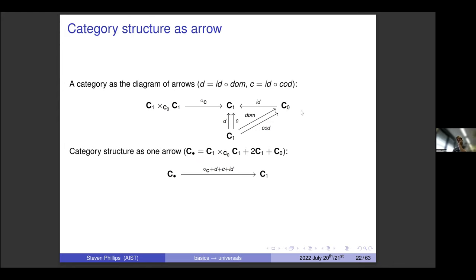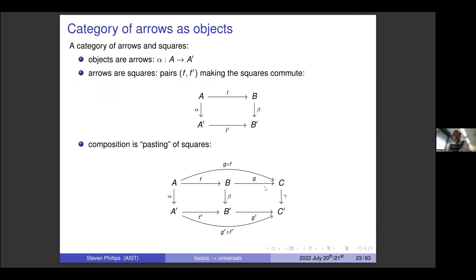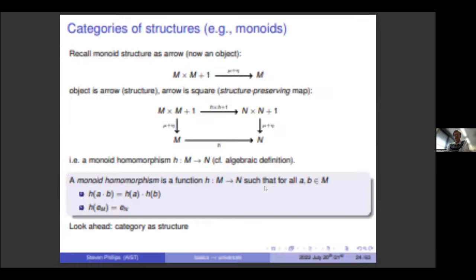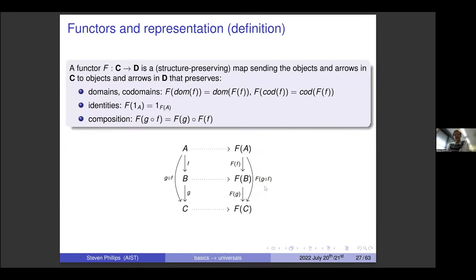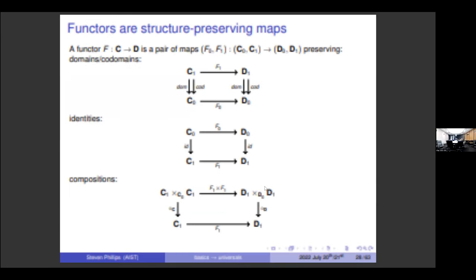You can think of a category as a generalized monoid in the sense that categories can have multiple objects, doing something similar. It has more arrows when you want to express the structure, but still you can express it as a single arrow. And once you do that, then you're pretty close to expressing the functor. And that was the point of doing it.